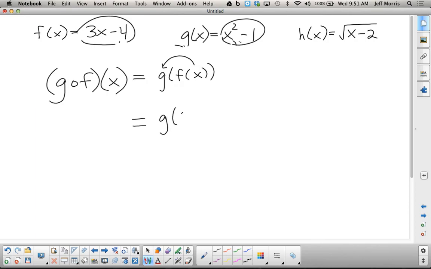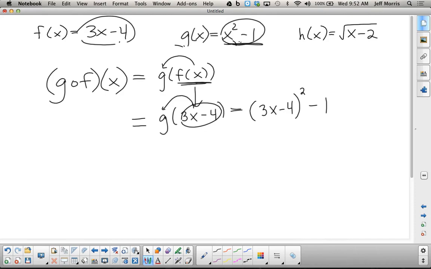So I'm going to take g of 3x minus 4. I want to take the whole 3x minus 4 and plug all of this into g. So here's the g function. Wherever there's an x, I'm taking x out. What am I putting in for x? 3x minus 4. So it's going to be 3x minus 4 to the second power, and then what? Minus 1. There you go. That's plugging f into g.